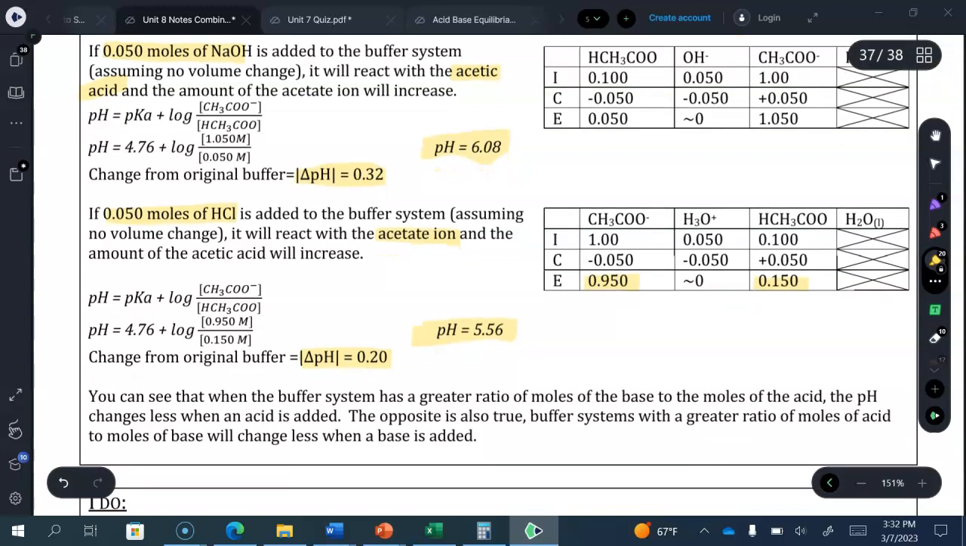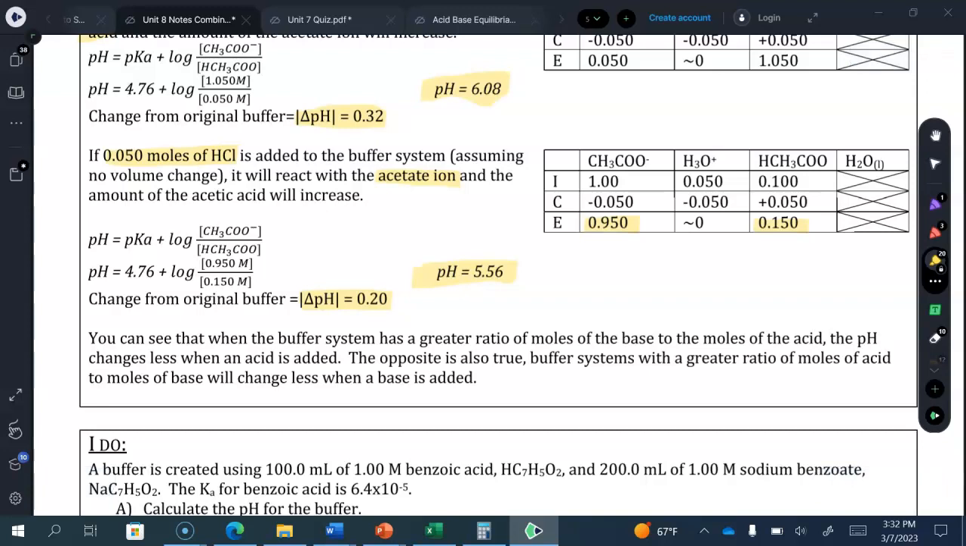We see that when the buffer system has a greater ratio of moles of the base to moles of the acid, so we have more base than acid, it changes less when we add acid. So whichever one is in greater concentration, the base or the acid, that will resist changes to the other component. So if we have base in greater concentration within our buffer system, it'll resist changes to pH when acids are added better than when bases are added, and vice versa.